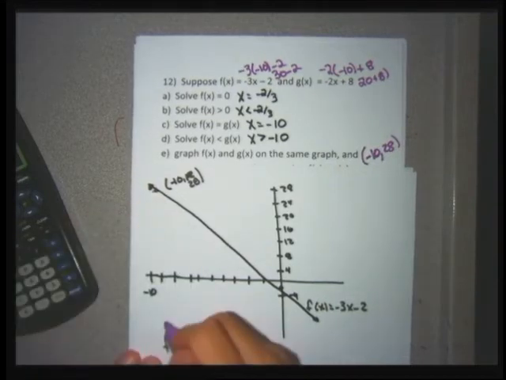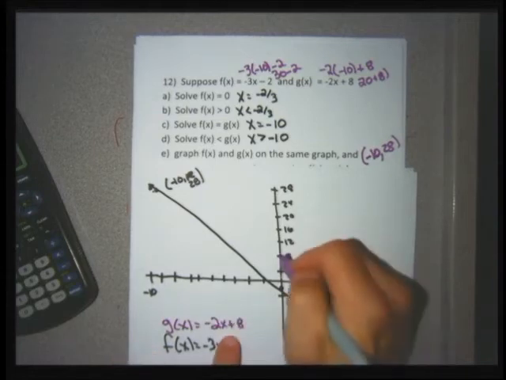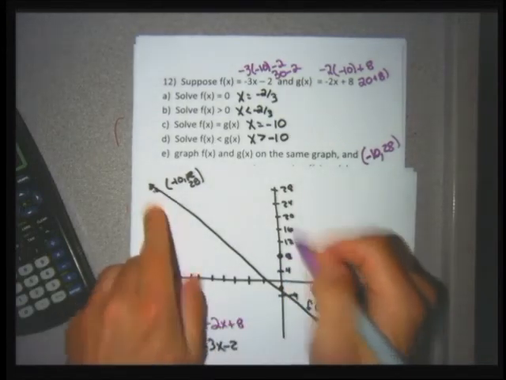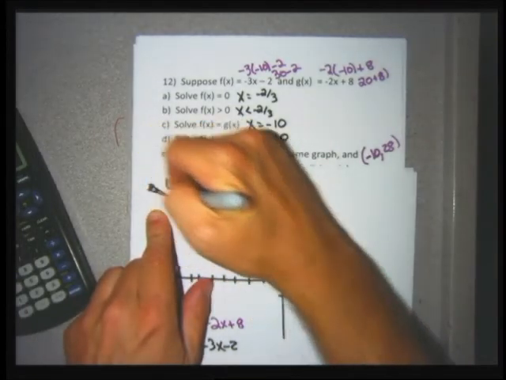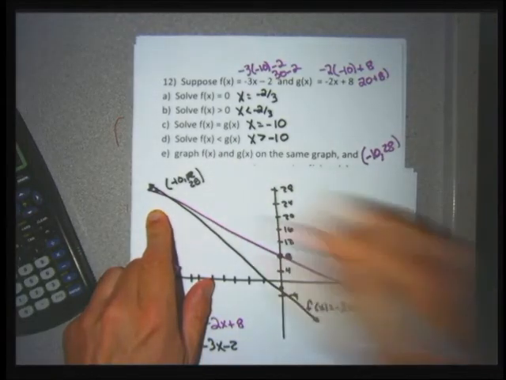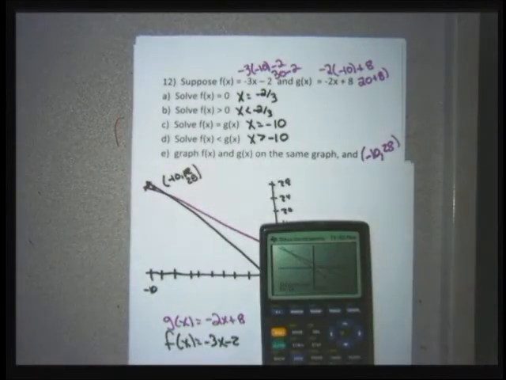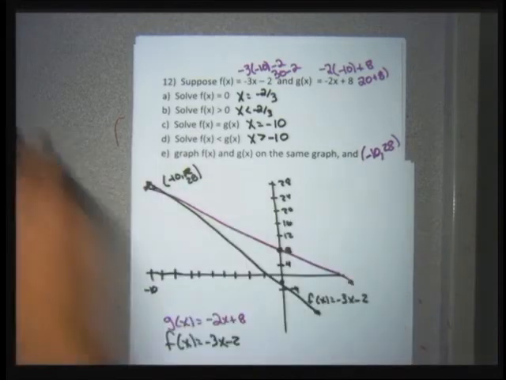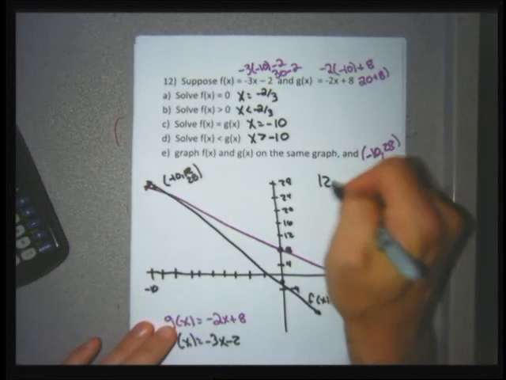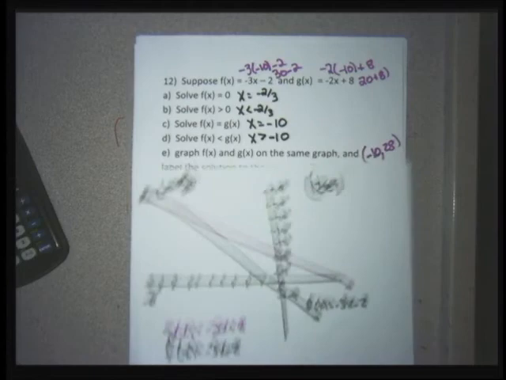I'll do something similar for the g graph. The g of x, I'm going to graph in a different color just so you can see it, as negative 2x plus 8. I know the y-intercept is at 8. I also know it goes to that point, and so let me connect the point of intersection with the intercept, and that would be a decent graph. If you compare that graph to my calculator's graph, they're pretty darn similar. From my perspective, that's as good as I can do, especially without having graph paper. So that's 12E, done, as nice as you might ever like to see it done, hopefully.